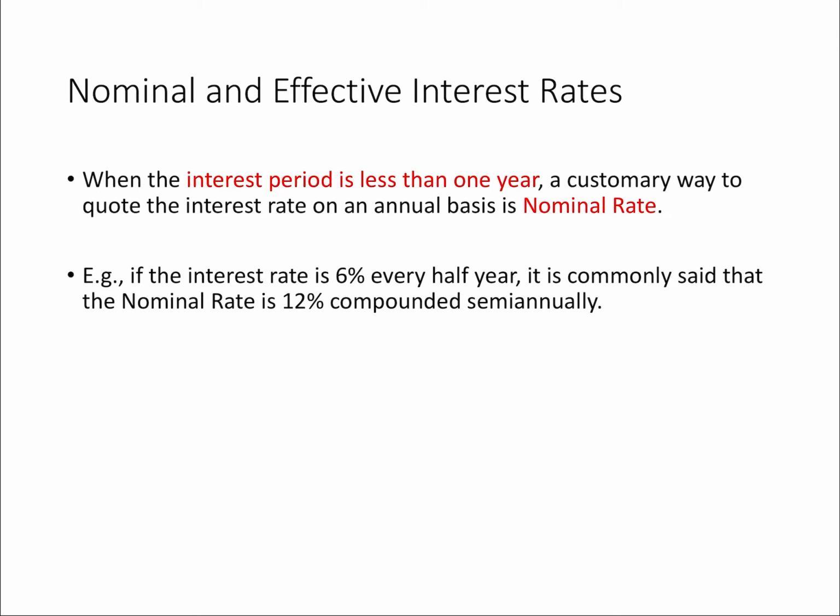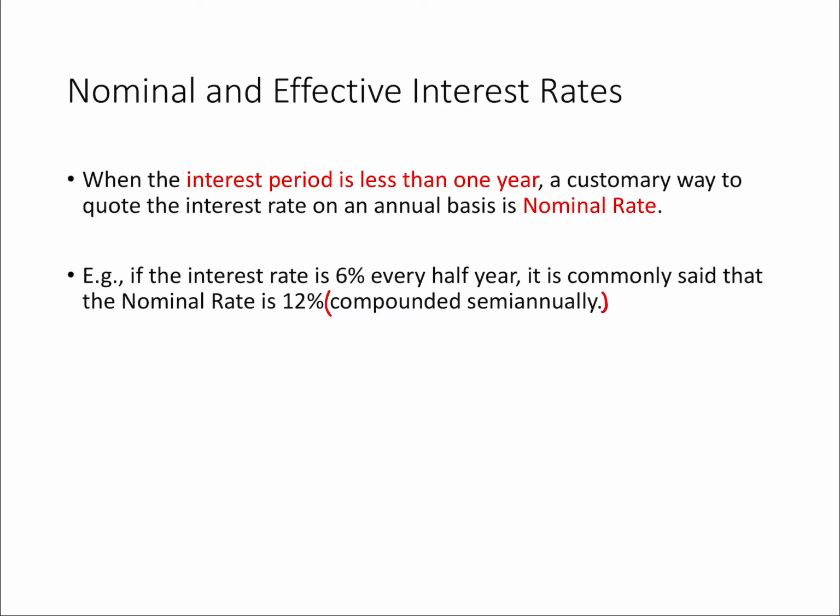Okay, because based on the definition, your compounding period is less than 1 year. For example, if the interest rate is actually 6% every half year, which means you have to compound your interest every half year at 6%. Then, what commonly be used is the nominal rate is gonna be 12%.